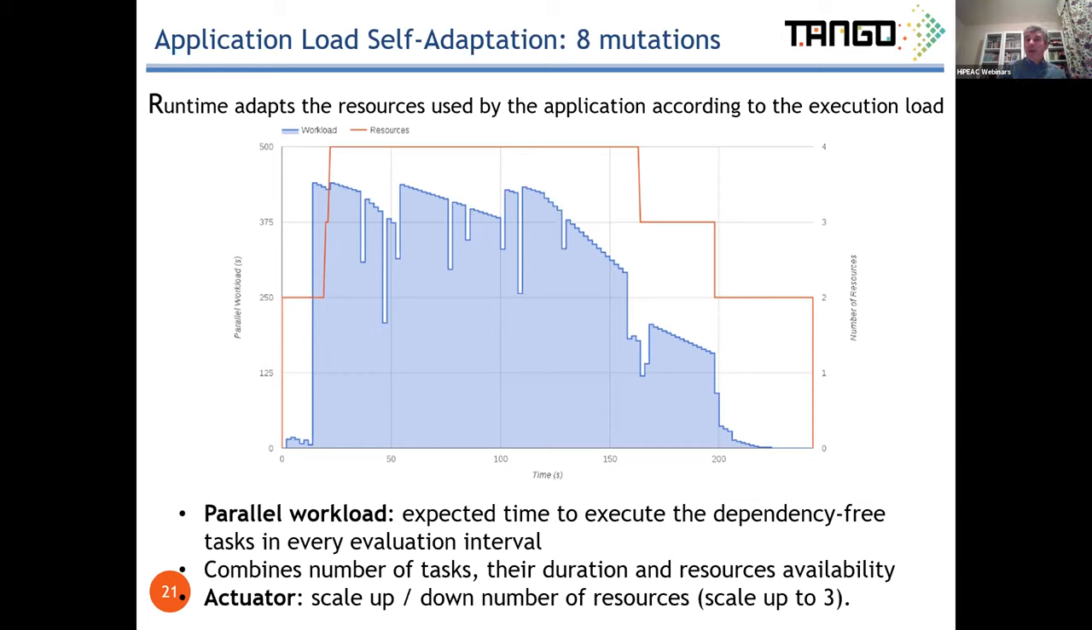So the way it does it, again, it has to combine the number of tasks, their duration, and resource availability. So the actuator, scale up, scale down. Specifically for this example, it started with 4 resources, and it basically has to scale down to 3.